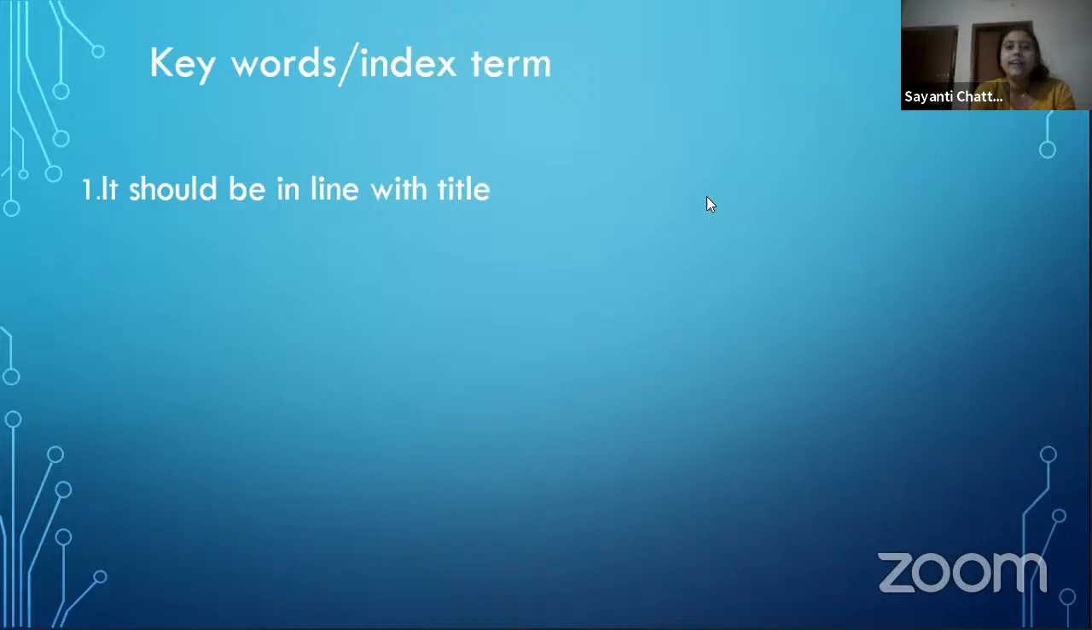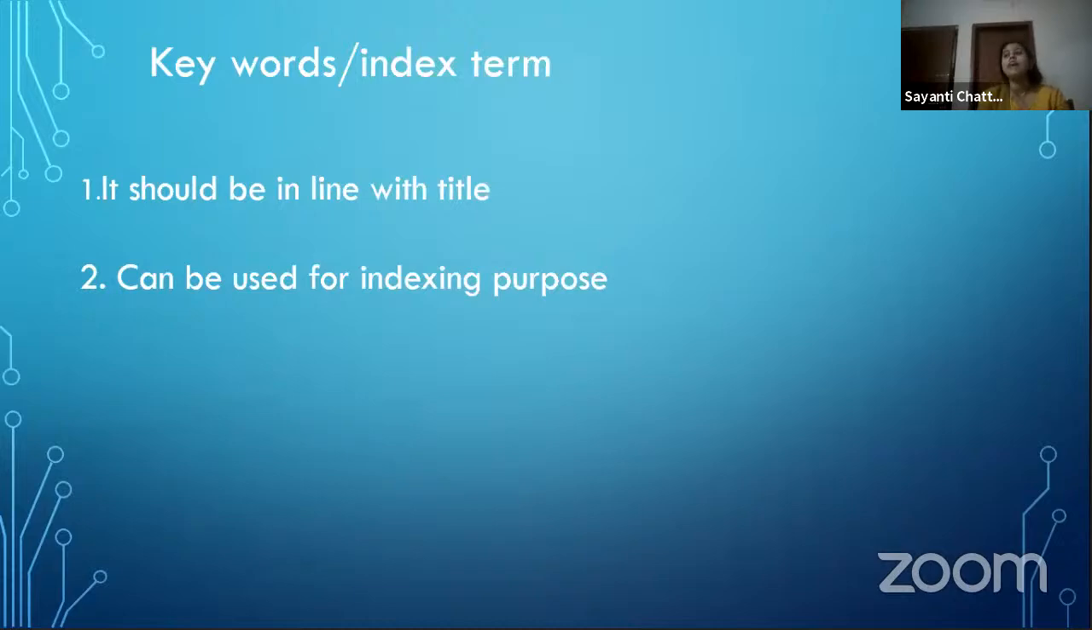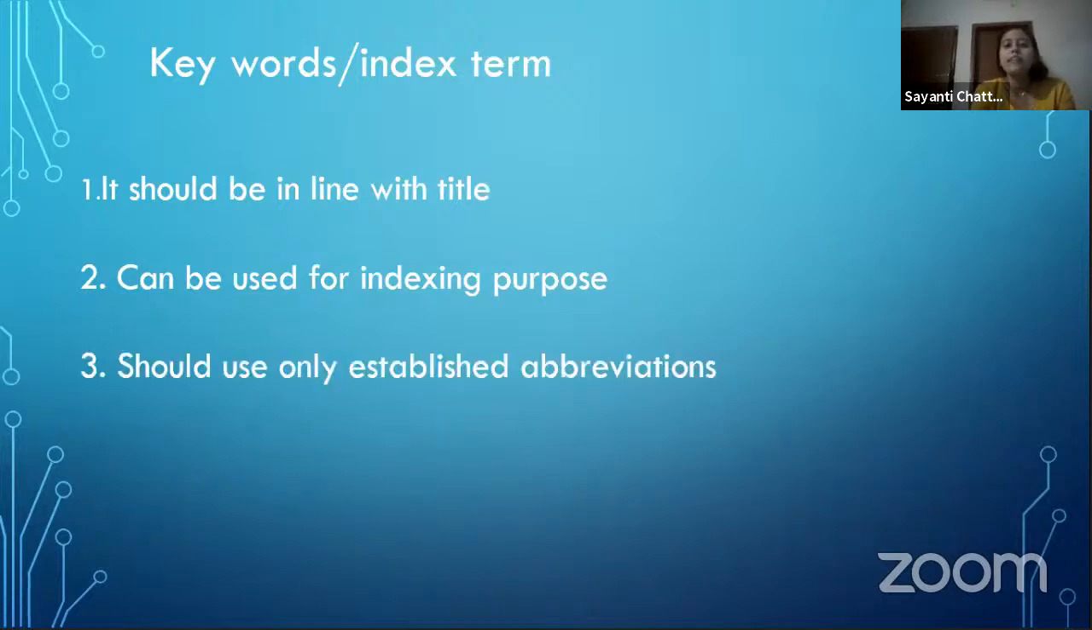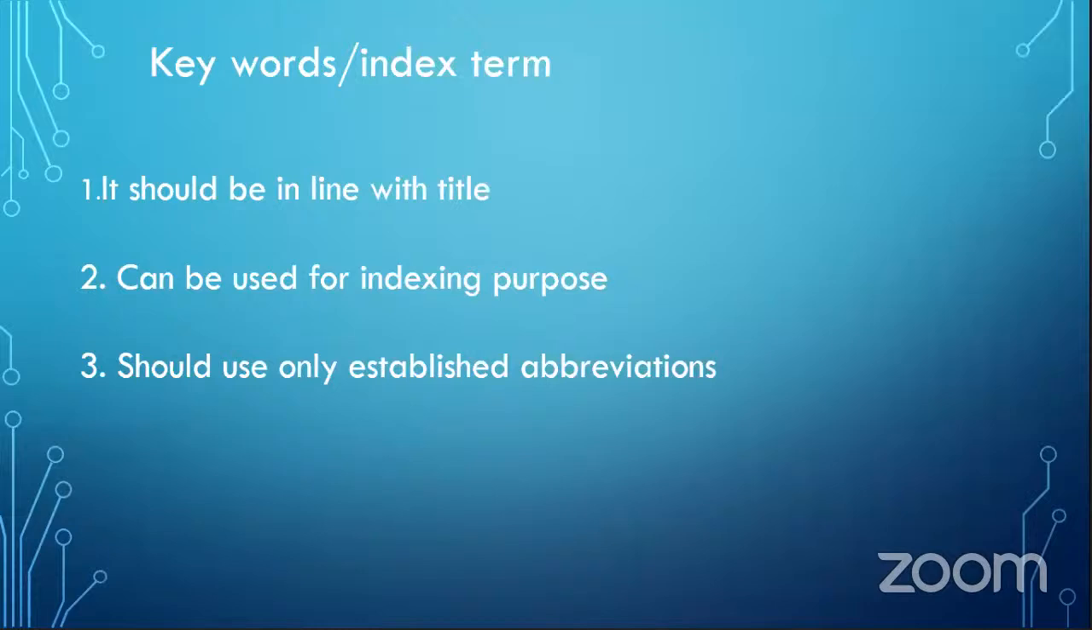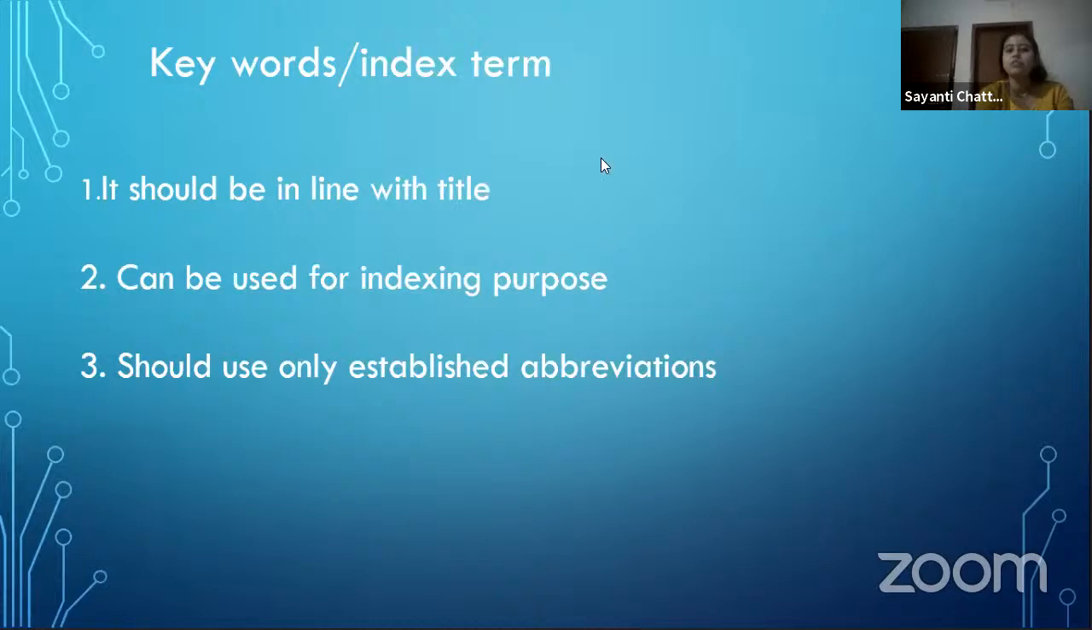What is next? Keywords can be used for indexing purposes. I have already told, say you are indexing it in ResearchGate, and ResearchGate has an indexing feature. So you can give the keywords for the indexing purpose. They should use only terms similar to the title. They should use established abbreviations, not all. So these are the main things of the keywords, and they should be specific.